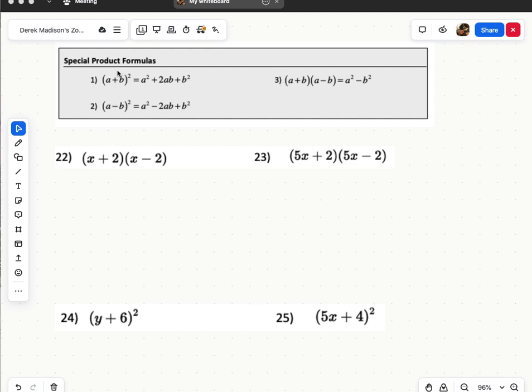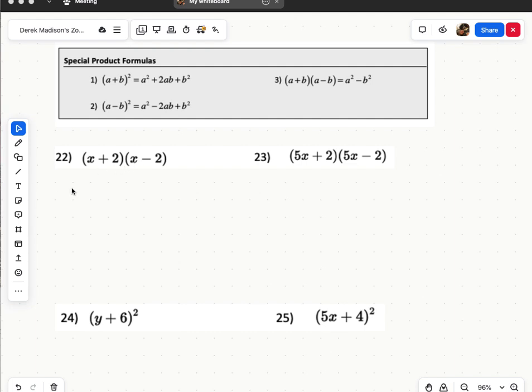Basically the three formulas we have are where we have a plus b twice, so a plus b, we're just writing that quantity squared, and that would be like this one. The same thing but with a minus, so if we had y minus 6 twice, that would be this formula. And then this is where we have mixed signs, a plus b and a minus b, so that's these first two examples here.